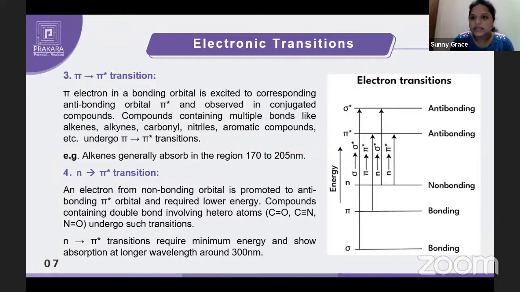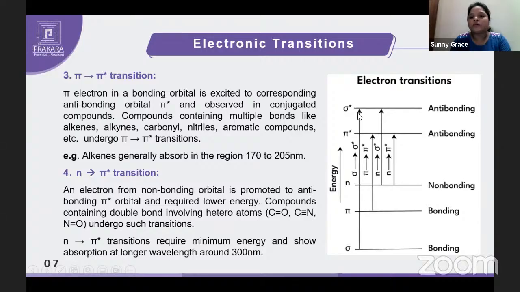So by understanding this, we can say that four types of electronic transitions are possible. The first one is sigma to sigma star. Sigma here is a bonding orbital. So the transition takes place from the sigma bonding orbital to the sigma star anti-bonding orbital.